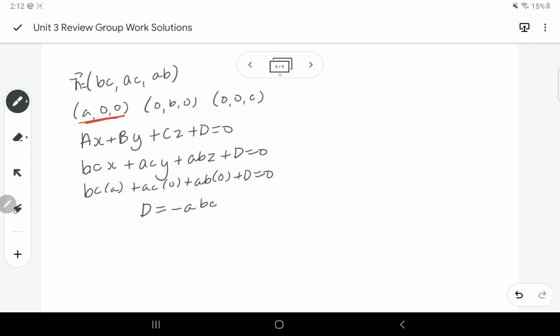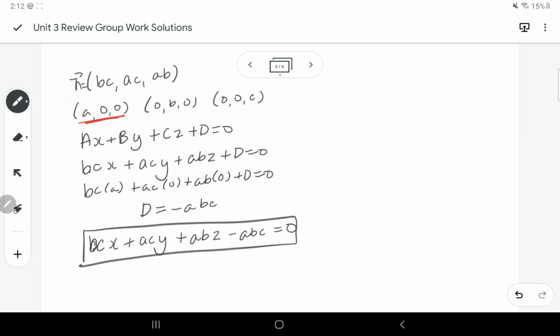So my equation of my plane is BCX plus ACY plus ABZ minus ABC equals 0. That's the Cartesian equation of the plane with those x, y, and z intercepts.